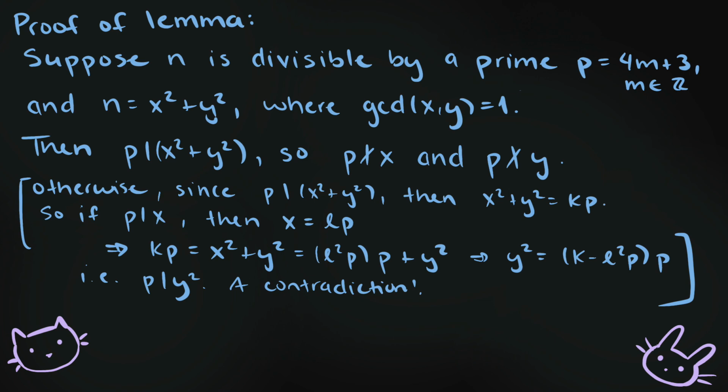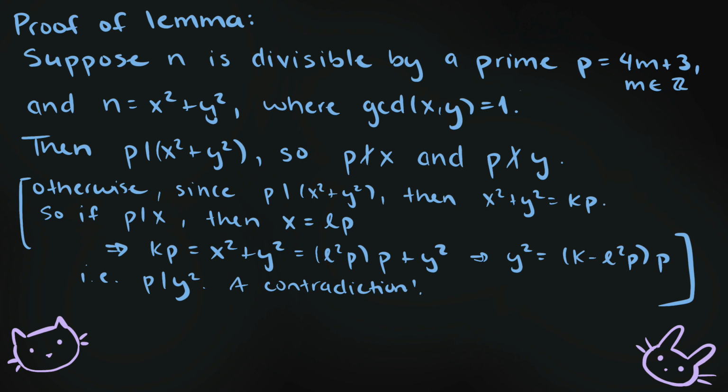So suppose, by way of contradiction, that n is divisible by a prime p of the form 4m plus 3, and that we can write n as a sum of squares, x squared plus y squared, where their greatest common divisor is 1. So we just said p divides n, so p divides x squared plus y squared. And from that we can infer that p can't divide x and p can't divide y.